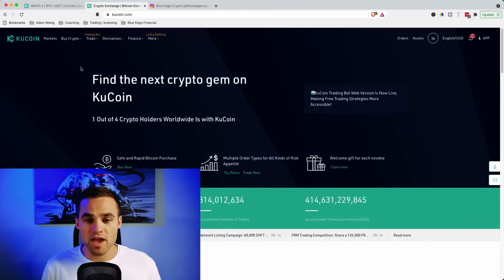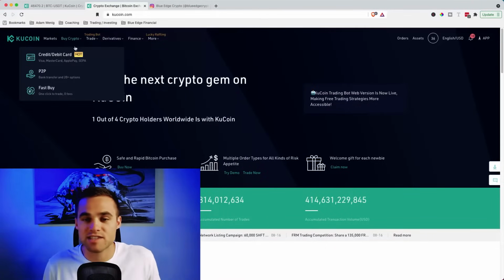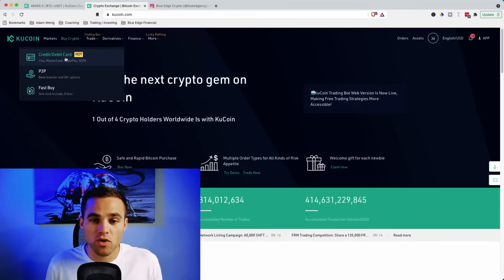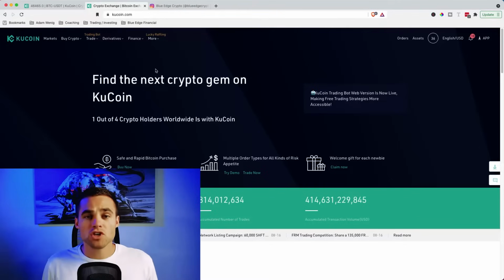So once you have a brokerage set up, then obviously you're going to want to fund the brokerage. You can either send cryptocurrency directly to your brokerage account, or the cool thing about KuCoin is you can actually pay and buy crypto with your credit or debit card. So it makes it really, really simple to get your money onto an exchange.